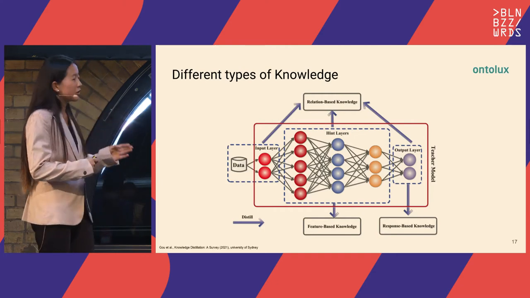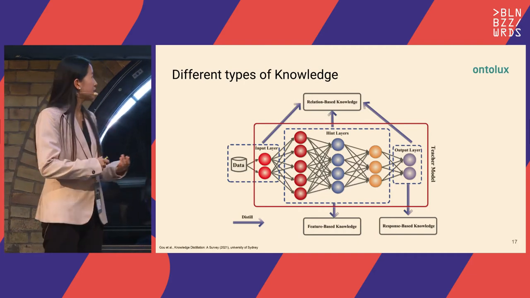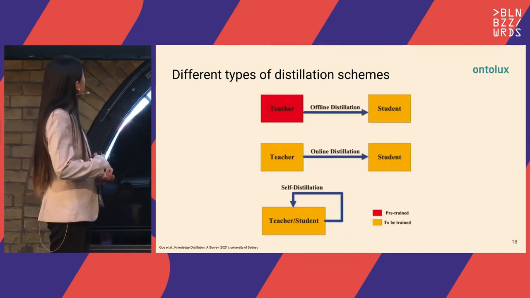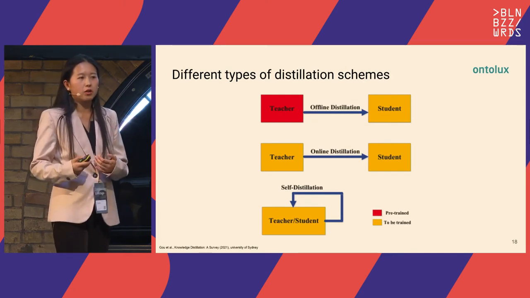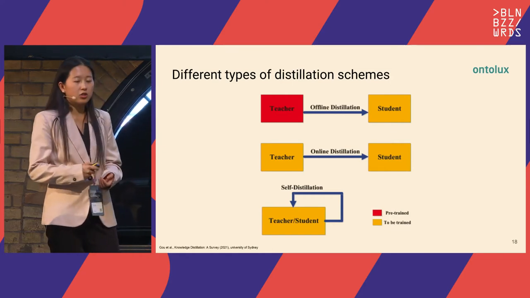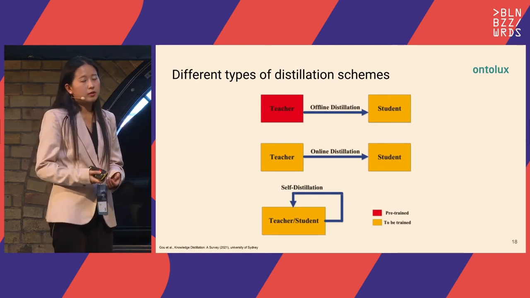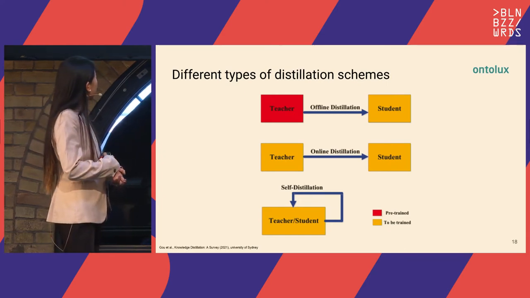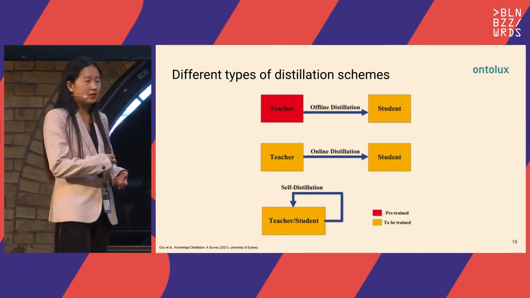So there are various different ways we could utilize knowledge distillation, and there are also different training schemes. The most common one is called offline distillation, where you already have a pre-trained teacher model, and then you use it to generate the training samples for the student and train the student. However, in some cases, the teacher model might not be available, so you can try to train the teacher and student together at once, and we call this online distillation.